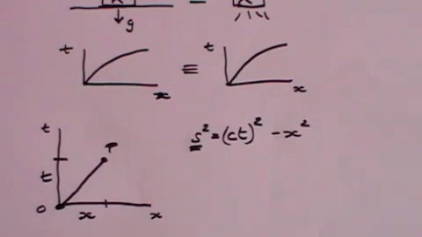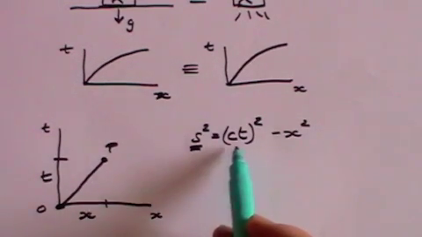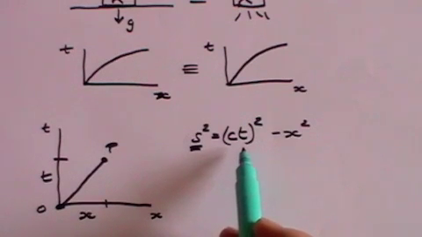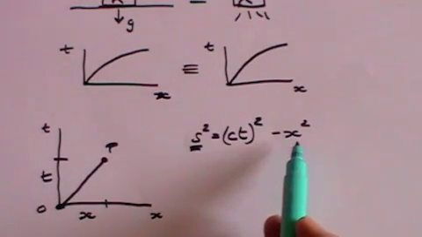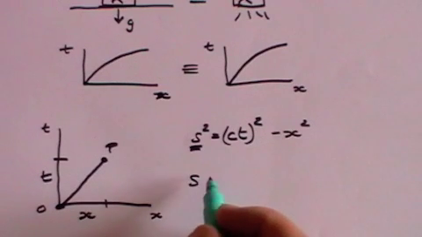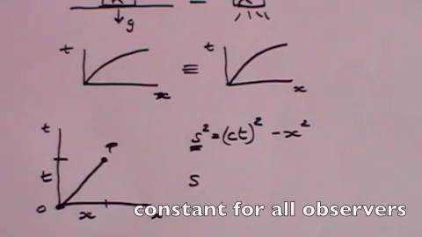But we've never actually said what s squared is. Well, ct is a measure of distance. Speed times time gives you distance. And x is also a measure of distance. So s must itself be a measure of distance. And s is in fact the path through space-time.